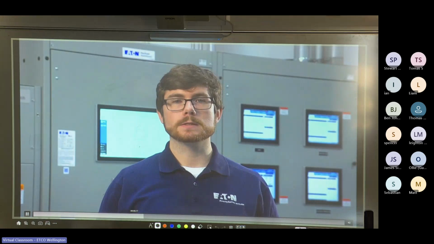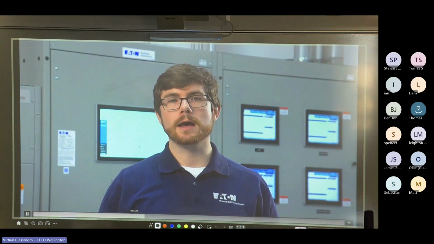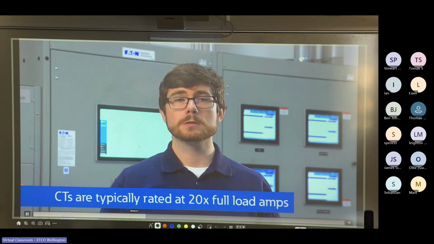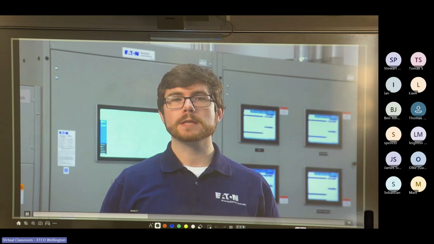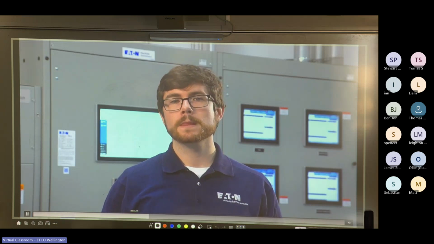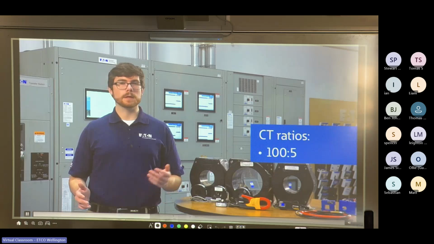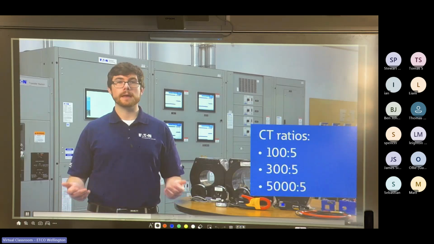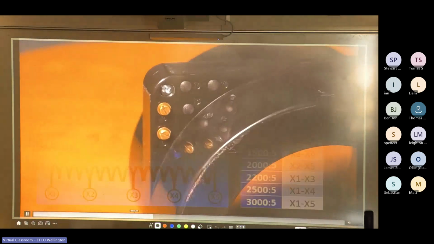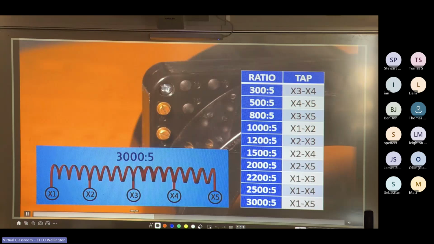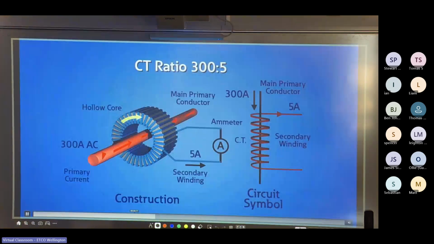For all protection applications, CTs must be rated to accurately measure the high currents that are possible during fault conditions, usually 20 times full load amps, so that the breakers can trip in the proper sequence without saturating, which yields an incorrect result. CTs come in many different ratios, such as 100 to 5, 300 to 5, 5,000 to 5, 60 to 1, and some have multiple taps where the ratio can be selected in the field or for a specific application. Let's take, for example, 300 to 5 amps, meaning that a wire carrying 300 amps AC flowing through the core will produce 5 amps on the secondary winding. Most CTs have a 5 amp output, but others have 1 amp.